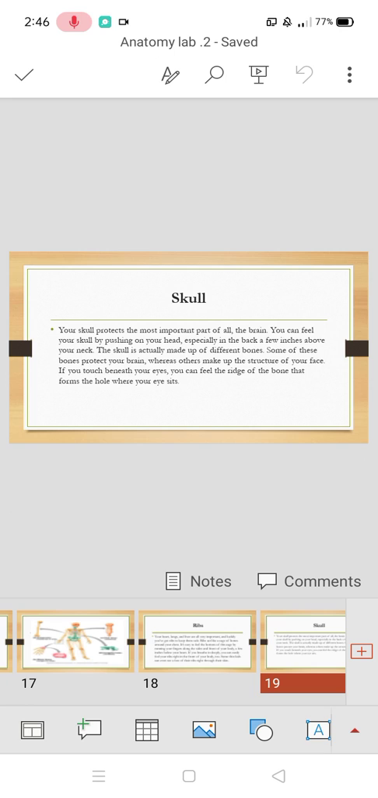We have the skull. Your skull protects the most important part of all, our brain. You can feel your skull by pushing on your head, especially in the back a few inches above your neck. The skull is actually made of different bones. Some of these bones protect your brain, whereas others make up the structure of your face. If you touch beneath your eyes, you can feel the ridge of the bone that forms the hole where your eye sits.